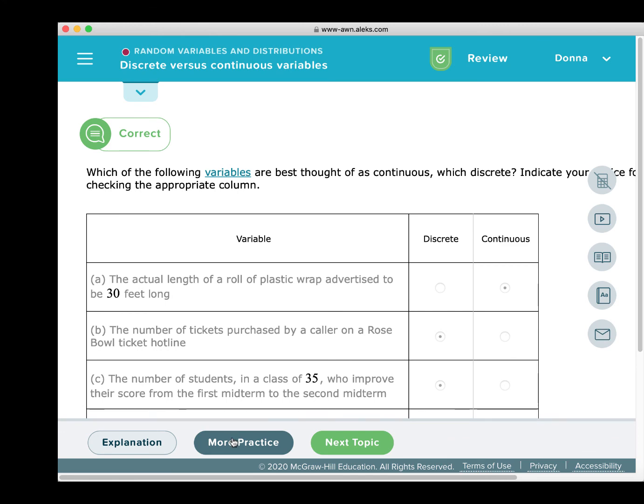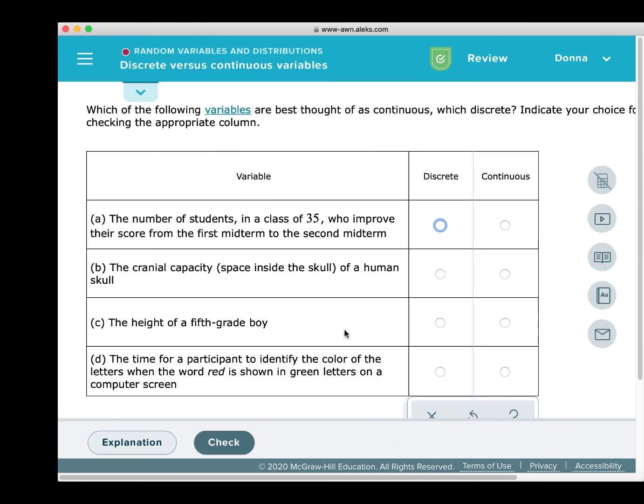Let's check our answer. Let's see if the next one maybe is a little bit more varied. No, this is a little different, even though there are some repeats. The number of students in a class of 35 who improve, that would be discrete. The cranial capacity, the space inside a human skull, that's continuous. Again, that's something we measure and it can take on a range of values. The height of a 5th grade boy, again, continuous. And the next one is the time for a participant to identify the color of the letters when the word red is shown in green letters on a computer screen. So that, again, is time, something we measure, that would be continuous.